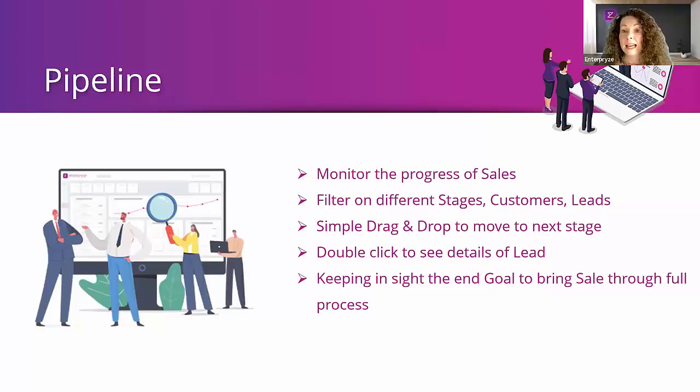So the pipeline, what does it allow you to do? So we've said that already. You monitor the progress of sales. You can filter on the different stages, the customers, the leads. Using a simple drag and drop, move it to the next stage. You can double click to see the details of the lead. And of course, at all times, you're keeping in sight the end goal, which is to bring the sale through the full sales process and fulfill the sale ultimately.